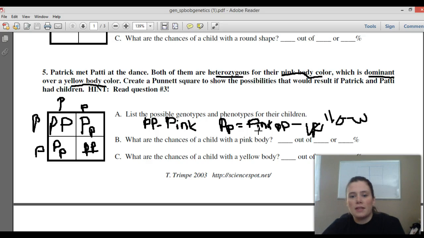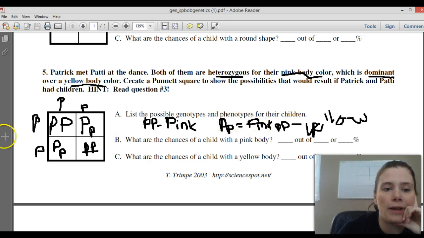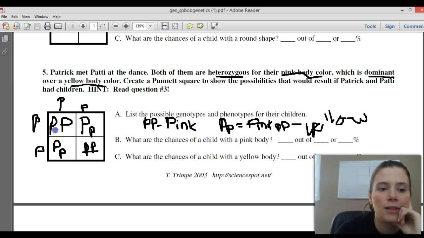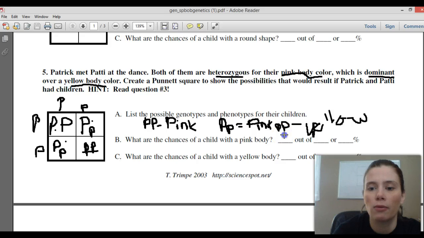So it says, what are the chances of a child with pink body color? And we look, and this one's going to be pink, this one's going to be pink, and this one's going to be pink. So that's going to be 3 out of 4, or 75%. And then it says yellow body color. We have 1 yellow body color, because that's a recessive trait. We have to have both recessive alleles present to see that. That's 1 out of 4. That's 25%.